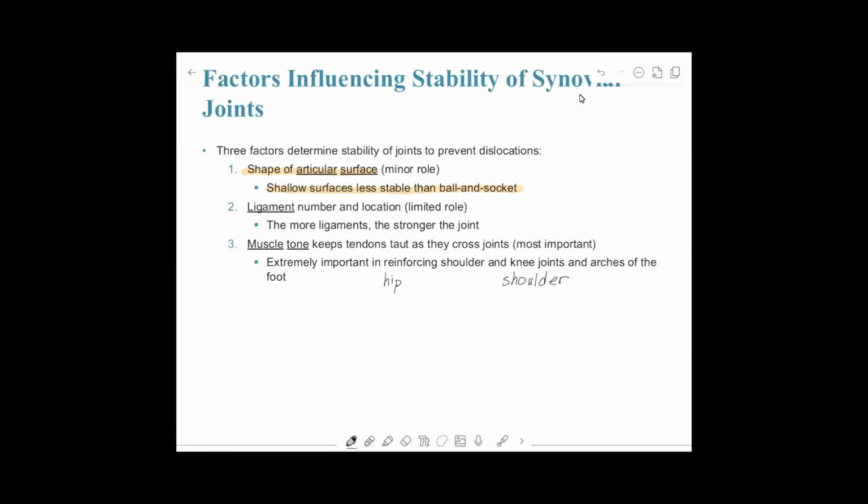So you're going to make on your notes a small table, which basically has 3 columns and 2 to 3 rows. The first row is going to be due to the articular surface or the joint design. So it would be corresponding to number 1 on this slide.